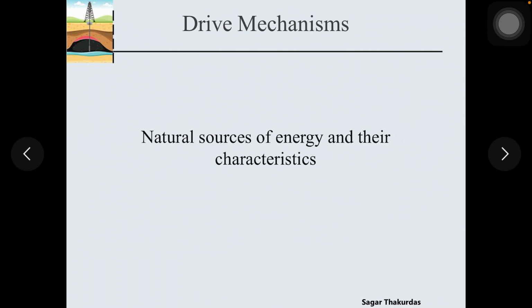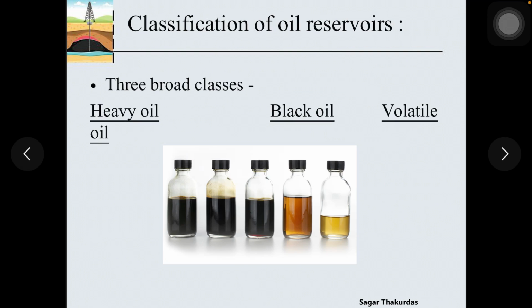So, what are the natural sources of energy in the reservoir and their characteristics that we will come to later? Before that, you need to know different classification or different classes of oils in the reservoir. As it is shown here in this picture, you can see there are three major classes of oil: volatile oil, black oil, and heavy oil. Now, this classification is based on the molecular weight, and you can see the image also, and the scale is changing from right hand side towards the left hand side.